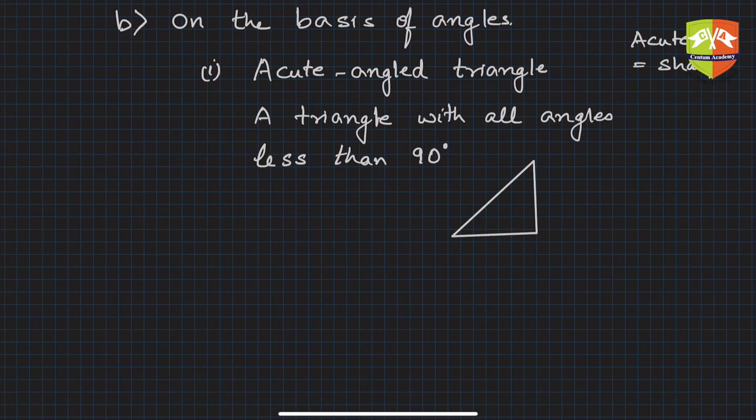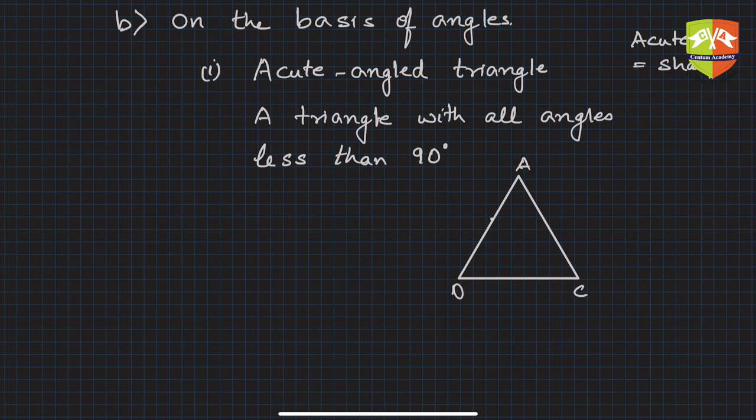Isn't it? This looks like a right angle triangle. So, let me just change it a little bit. Let me draw like this. Right? So, this is an acute angle triangle. All edges look so sharp. Right? So, they're pointed and sharp. So, acute angle triangle ABC. Right? ABC is an acute angle triangle.